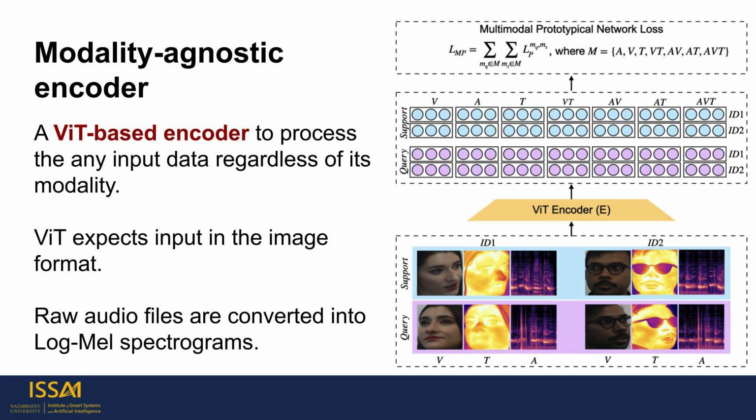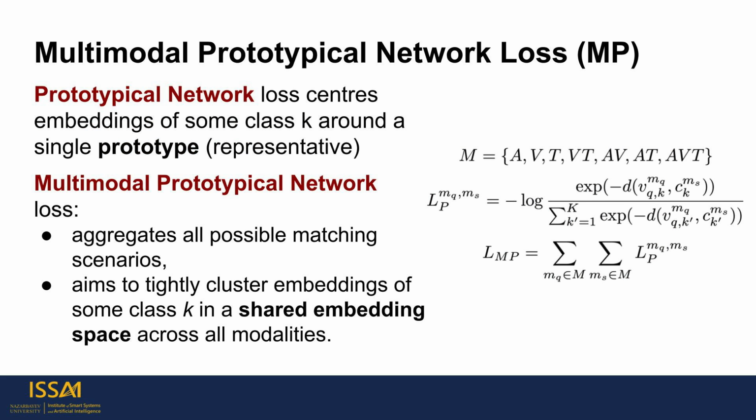This is the first of a kind approach to deal with the multimodal data, as the previous attempts were limited to using separate encoders or networks for each case. The second important component is the multimodal prototypical network loss. The prototypical network loss centers the embeddings of some class K around a single prototype. The prototype is the representative of a class. Because our task focuses on handling the multimodal data, we introduce a novel approach called the multimodal prototypical network loss.